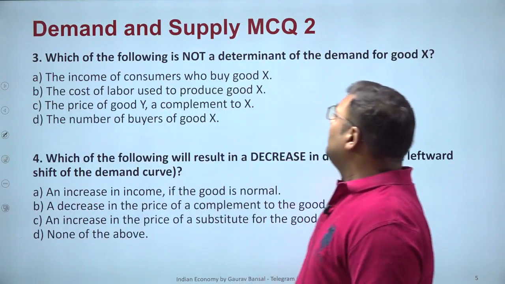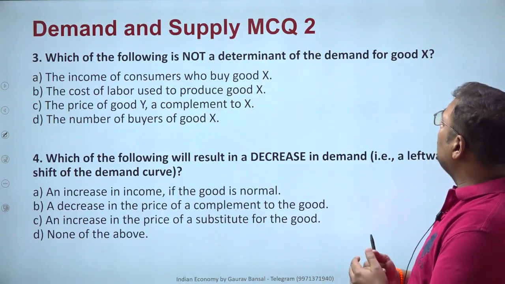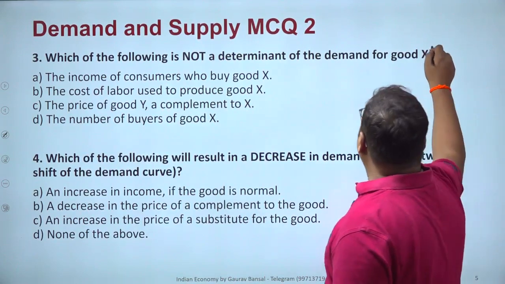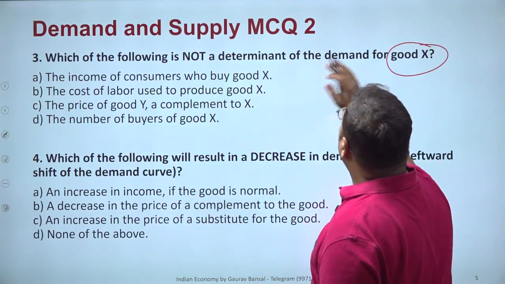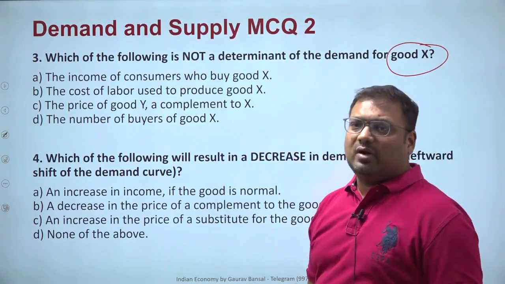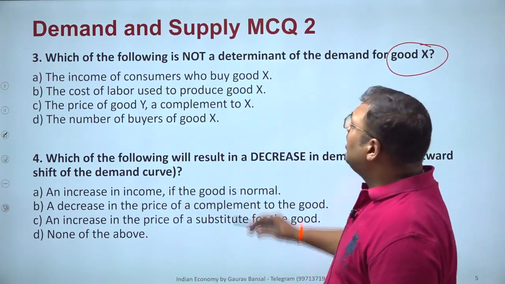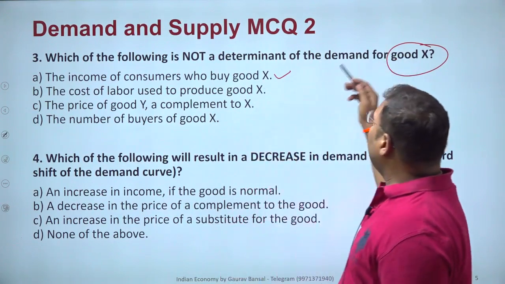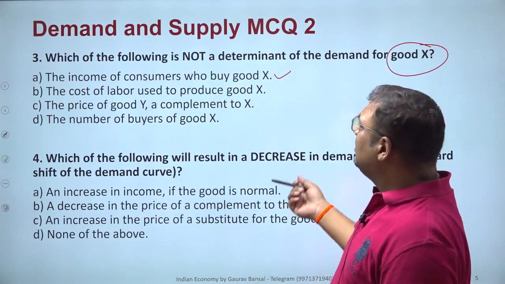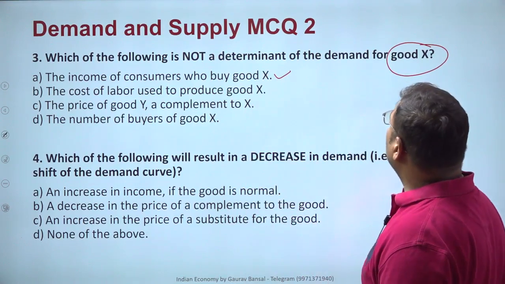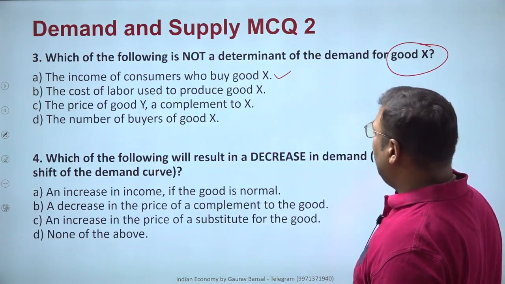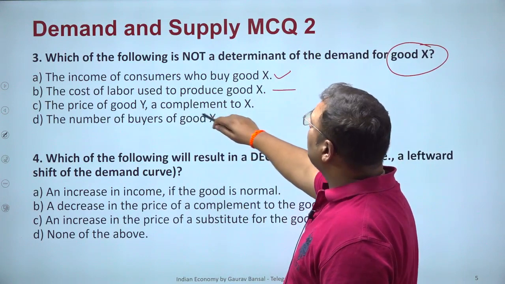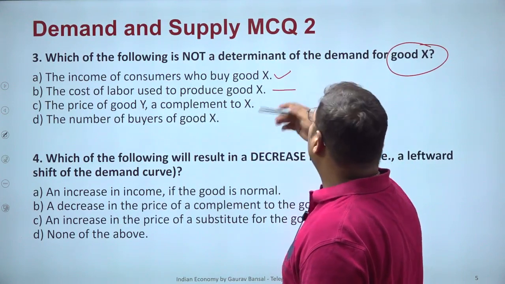Okay, question number 3. Which of the following is not a determinant of the demand for good X? Okay, there is a product X. Which of the following is not affecting the demand for X? That is what we mean here. So income of consumer who buy good X. Yes, this is going to affect the demand. Income affects, price affects, cost of the labor used to produce good X. Okay, we have to look at it. The price of the good Y, a complement to X, yes, that affects.